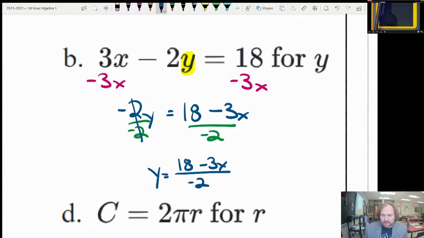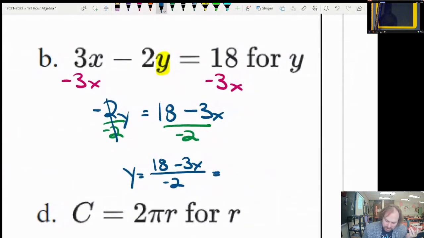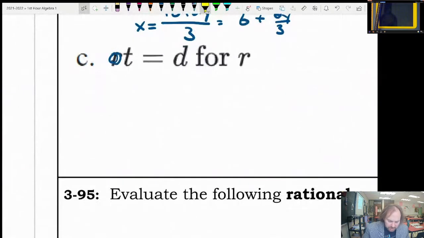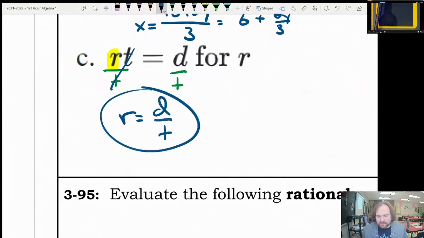And that is as good an answer as anything else. And again, you could divide that negative 2 out. You could call it negative 9 plus 3 over 2x if you wanted to, but that's unnecessary. Just call it a day at that point. Question C, r times t equals d, but we're going to solve this for r. And this is actually pretty easy to do. All you got to do is get the r alone. So we're going to divide the t on both sides. Just like that. It's going to cancel out over here, and r will equal distance divided by time. This is referencing rate, which is a rate or a speed is calculated by doing distance divided by time.